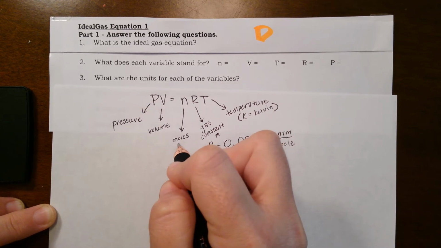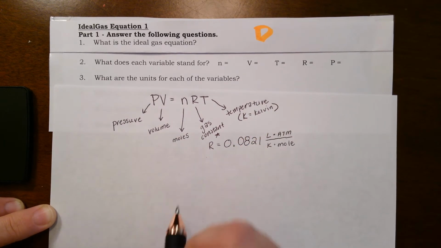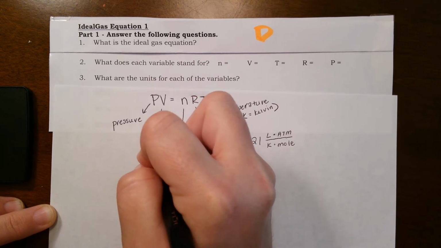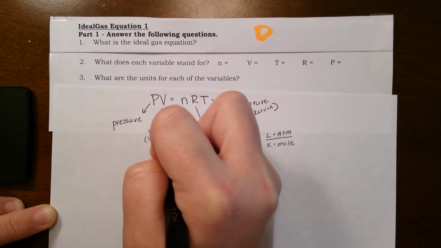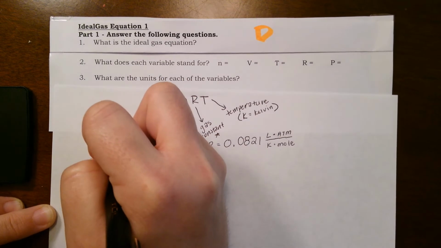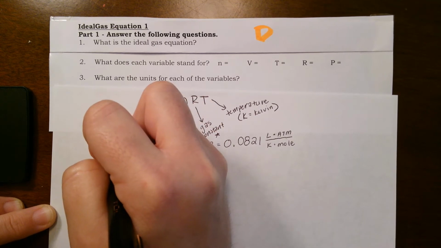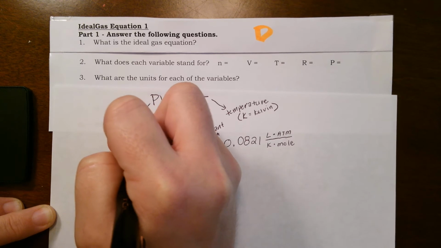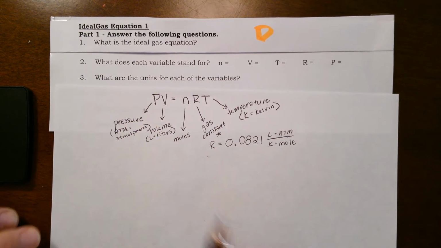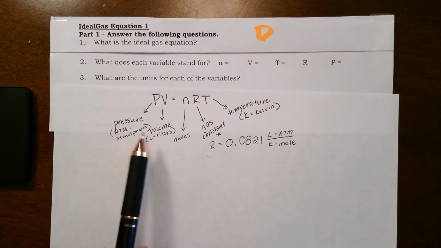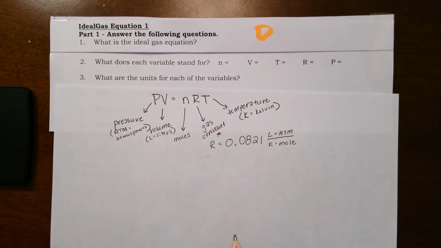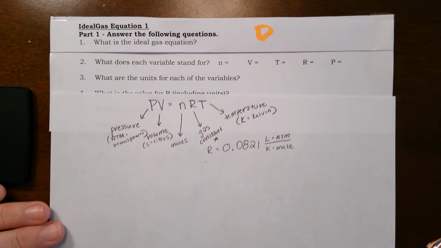For moles, pretty self-explanatory. It's going to be in moles, so you're never going to use grams, liters, meters, whatever. It's always going to be moles. Volume will be in liters. P for pressure will be in atm or atmospheres. So keep in mind you'll have to convert everything to atmospheres, liters, and Kelvin for every single problem that you plug into the ideal gas law.